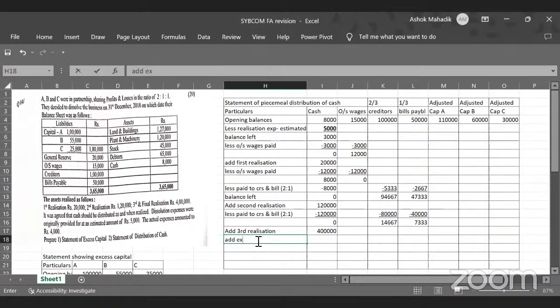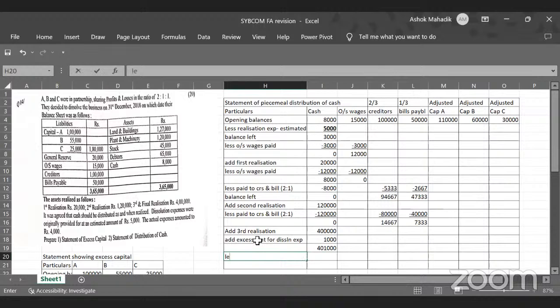Add the excess amount for dissolution expenses. How much extra did I keep aside? 1,000. So that 1,000 I will add here. So now the total cash available with me is 4,01,000. I hope you have understood this. Okay, students, so now I have to distribute 4,01,000. Our creditors and bills payable are hardly 22,000 something. So we have 4 lakh rupees, and we can pay them in full easily. So let us pay them.